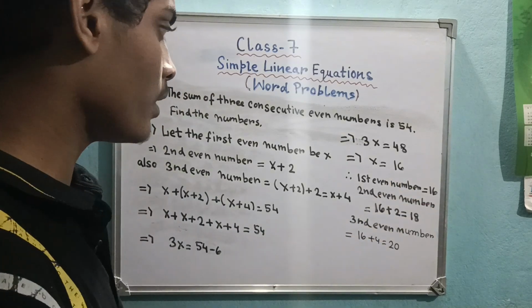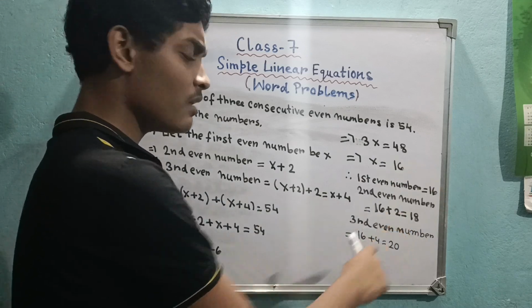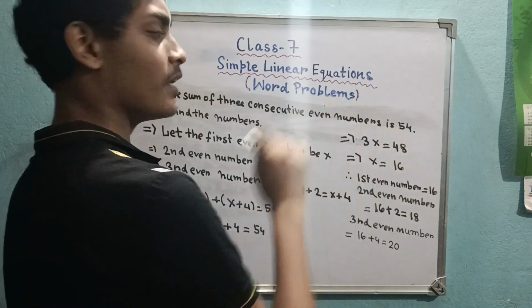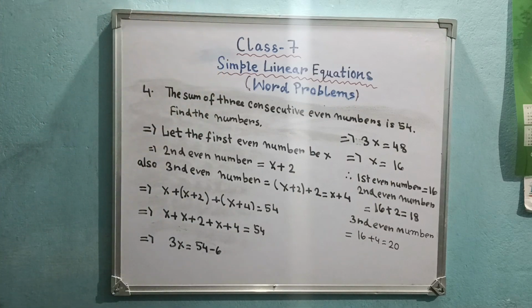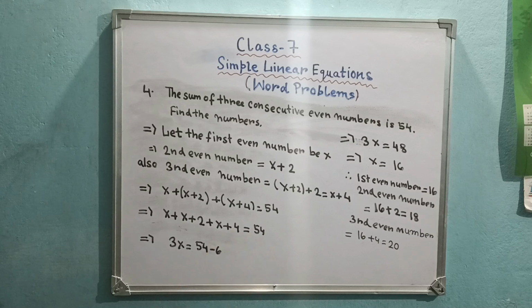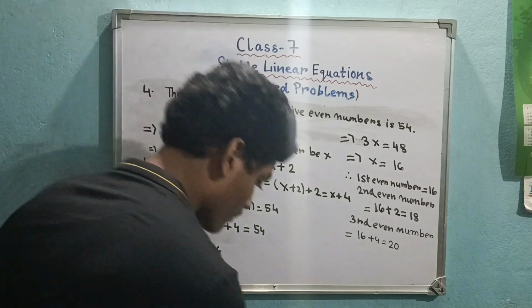Now let's back calculate it. 16 plus 18 is 34. 34 plus 20 is 54, which is given in the question. There you go. I've got the numbers, which are 16, 18 and 20. The answer of this question is 16, 18 and 20. Easy. So understand the meaning of consecutive, one after the other. Alright, let's see what we have next for today.